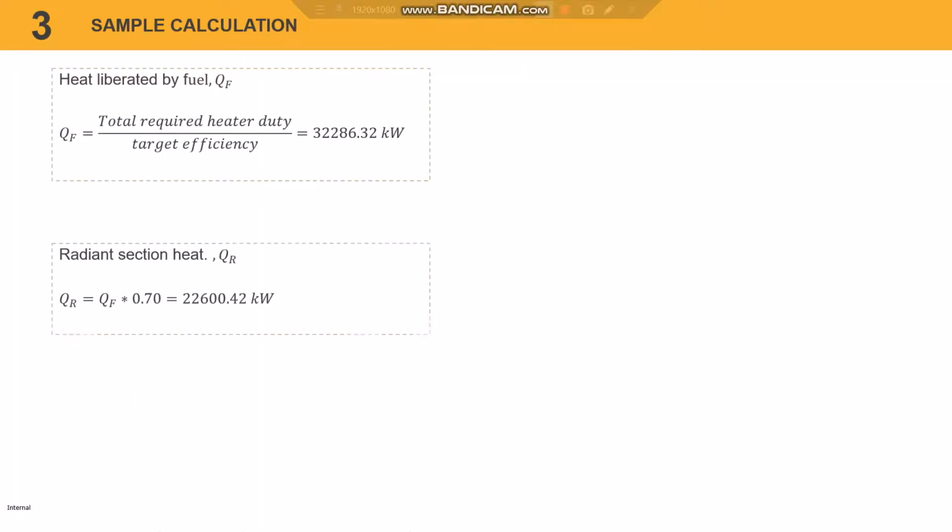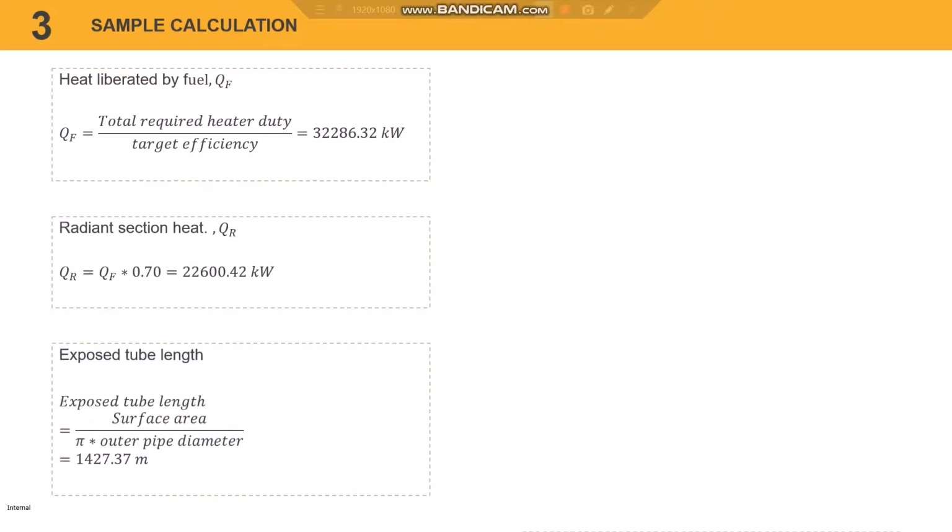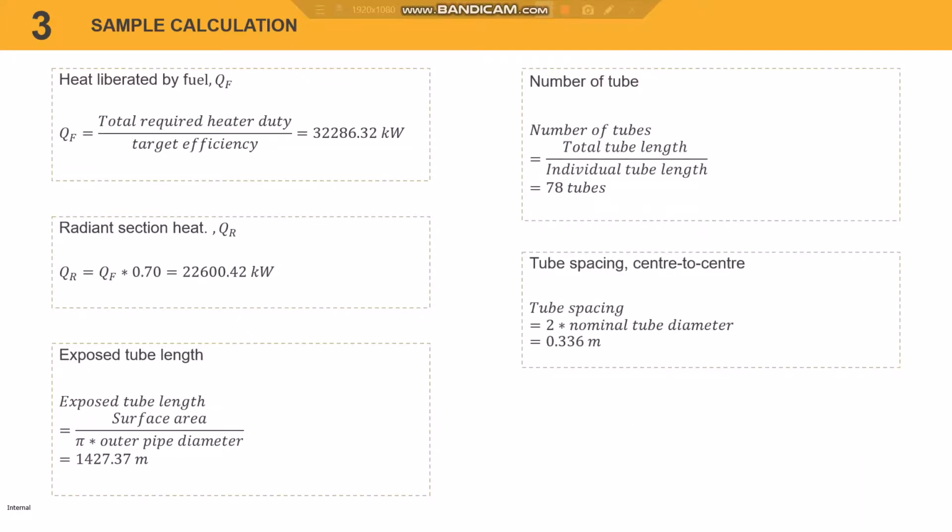The third content of this presentation is the sample calculation in designing a furnace. These are the few things that were calculated for designing a furnace. Heat liberated by fuel is calculated by dividing the heat duty by the target efficiency. Based on the guideline by KLM Group, heat in the radiant section is 70% of the total heat and the spacing between tubes is 2 times the nominal tube size.